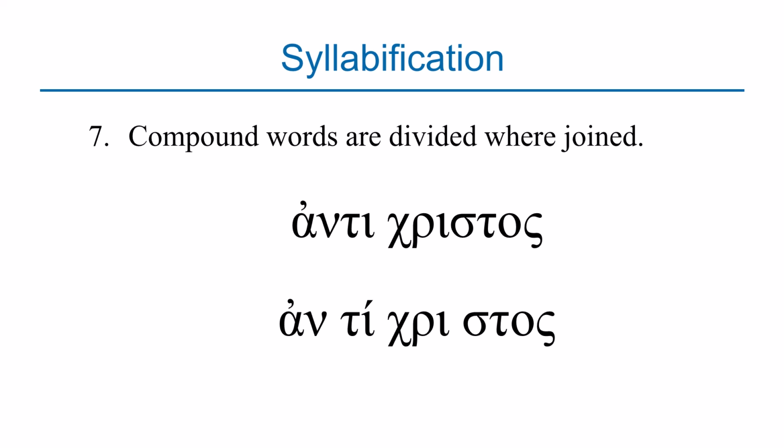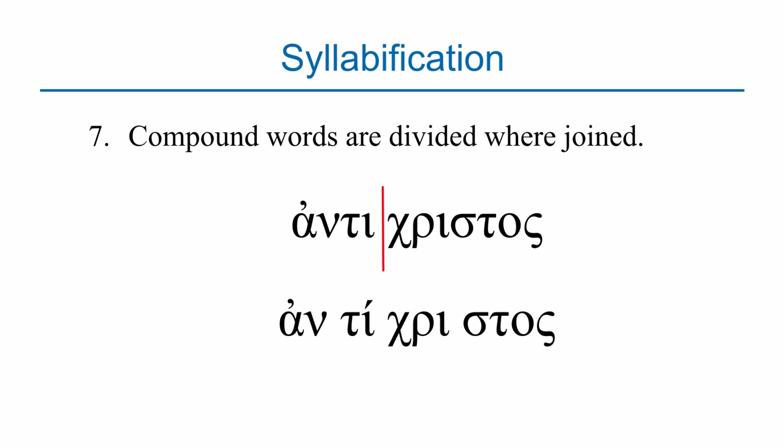And we have the example that is given, antichristos. The word antichristos. Why have we split here? We have split here because in this word antichristos, there are two words that are joined to form one word. We have anti and Christos. Christos means Christ. Anti means against. And so this is where you get the word antichrist. These are two words that are joined to form one word, antichristos.